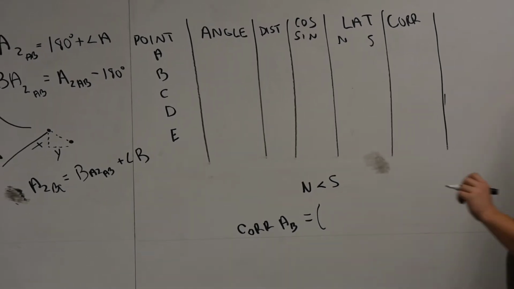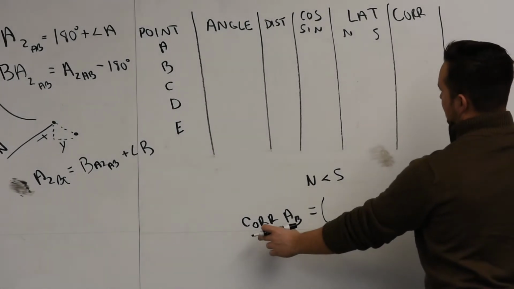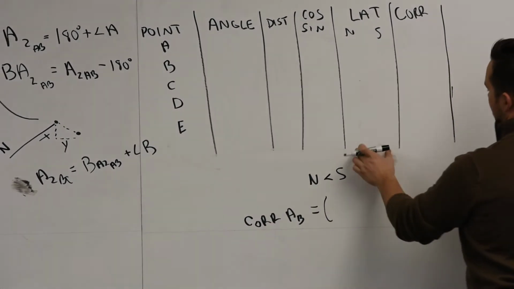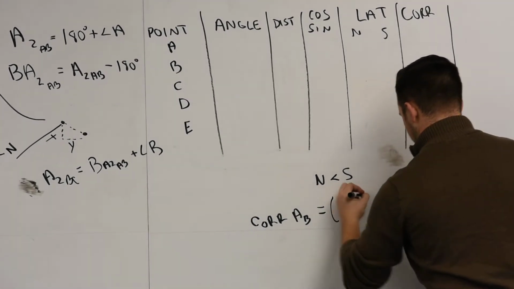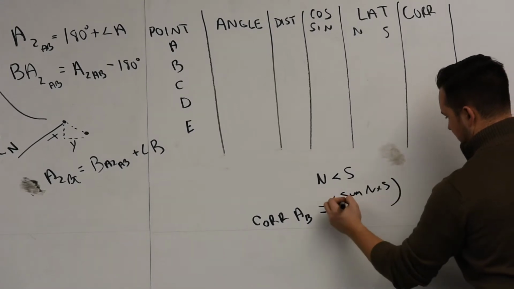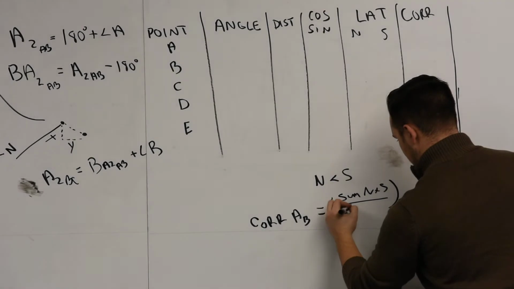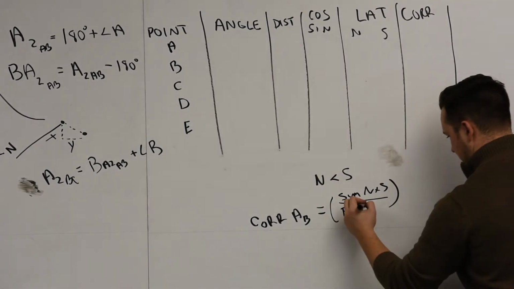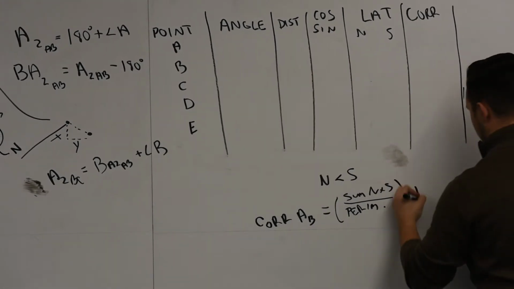All right. The correction factor for AB, let's say hypothetically, will be whatever the sum is here, based on the sum of the norths and the souths over the perimeter of the traverse, multiplied by the distance of AB.